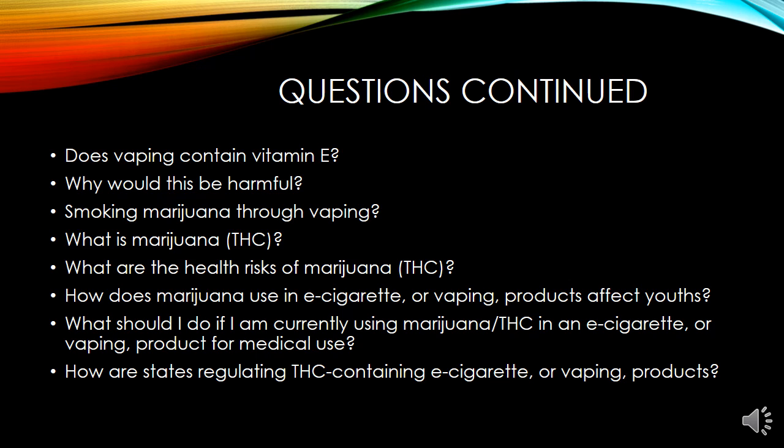Smoking marijuana through vaping. Electronic cigarettes work by heating a liquid to produce an aerosol that users inhale into their lungs. The liquid can contain nicotine, THC, and CBD oils, and other substances, flavorings, and additives. THC is the psychoactive mind-altering compound of marijuana that produces the high.